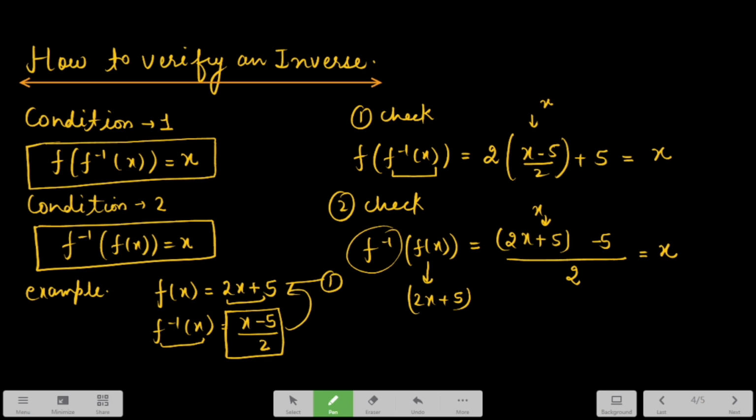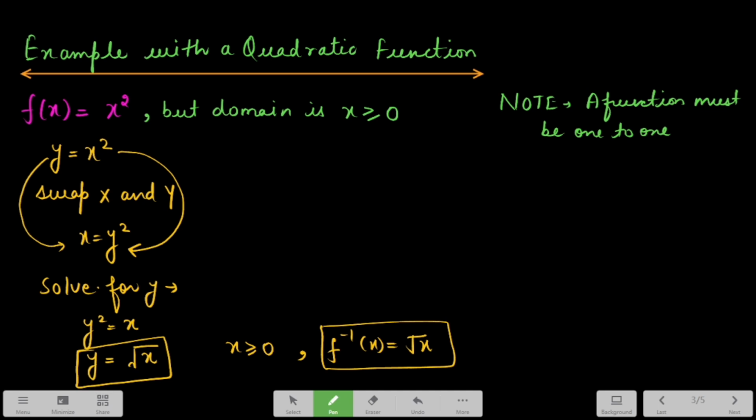So we can say that a function and its inverse are mirror images, or we can say that the inverse is the function that converts the function into reverse form.